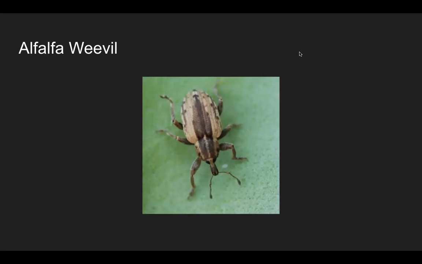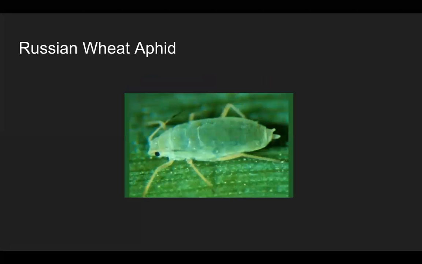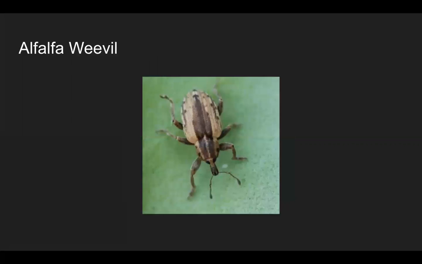My name is Christian, and my species is the Hypera postica, also known as the alfalfa weevil. Howdy, my name is Elliot, and I'm going to be talking about the Diuraphis noxia, commonly known as the Russian wheat aphid. So we're going to be analyzing which of these insects causes the greater infestation and losses, and I'm going to start with the alfalfa weevil.